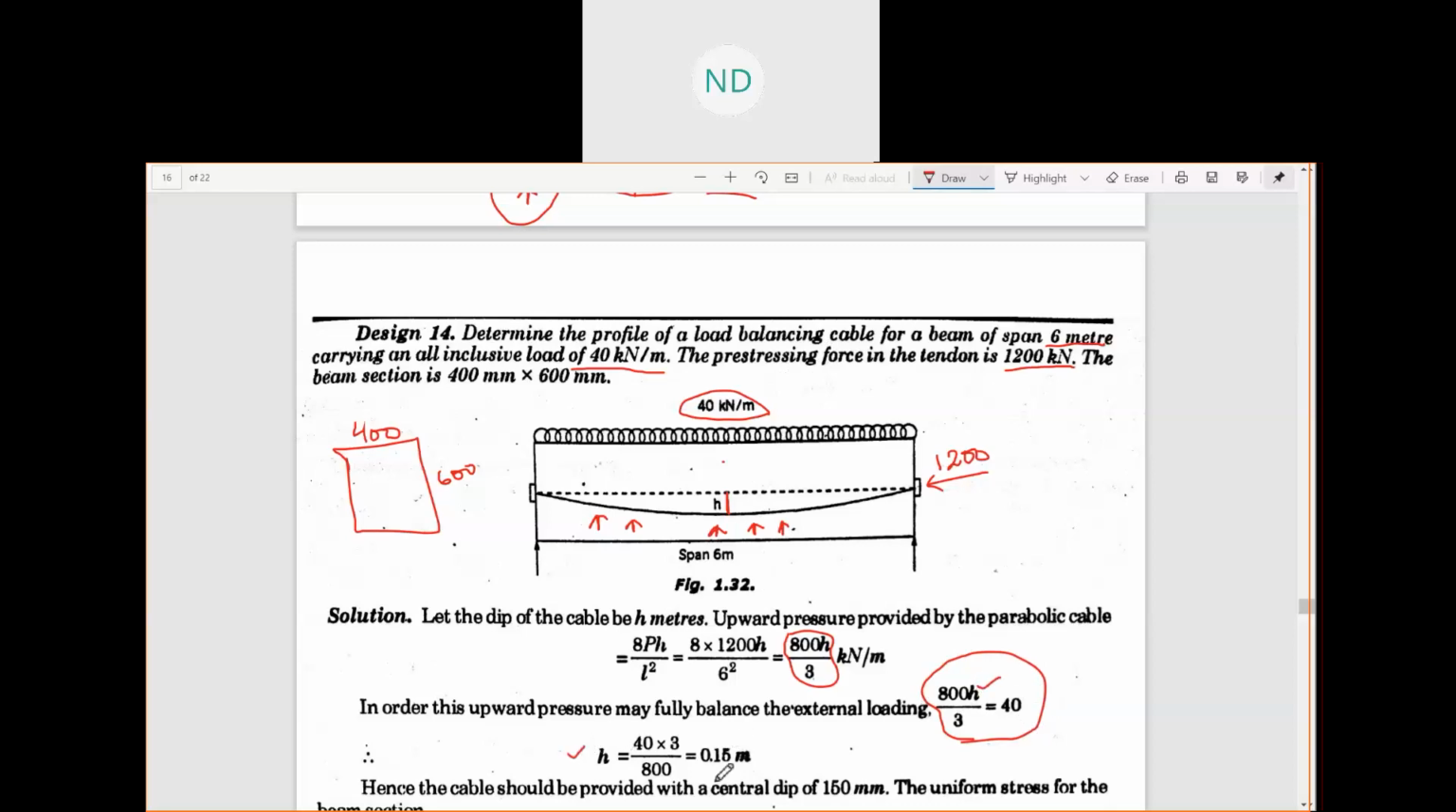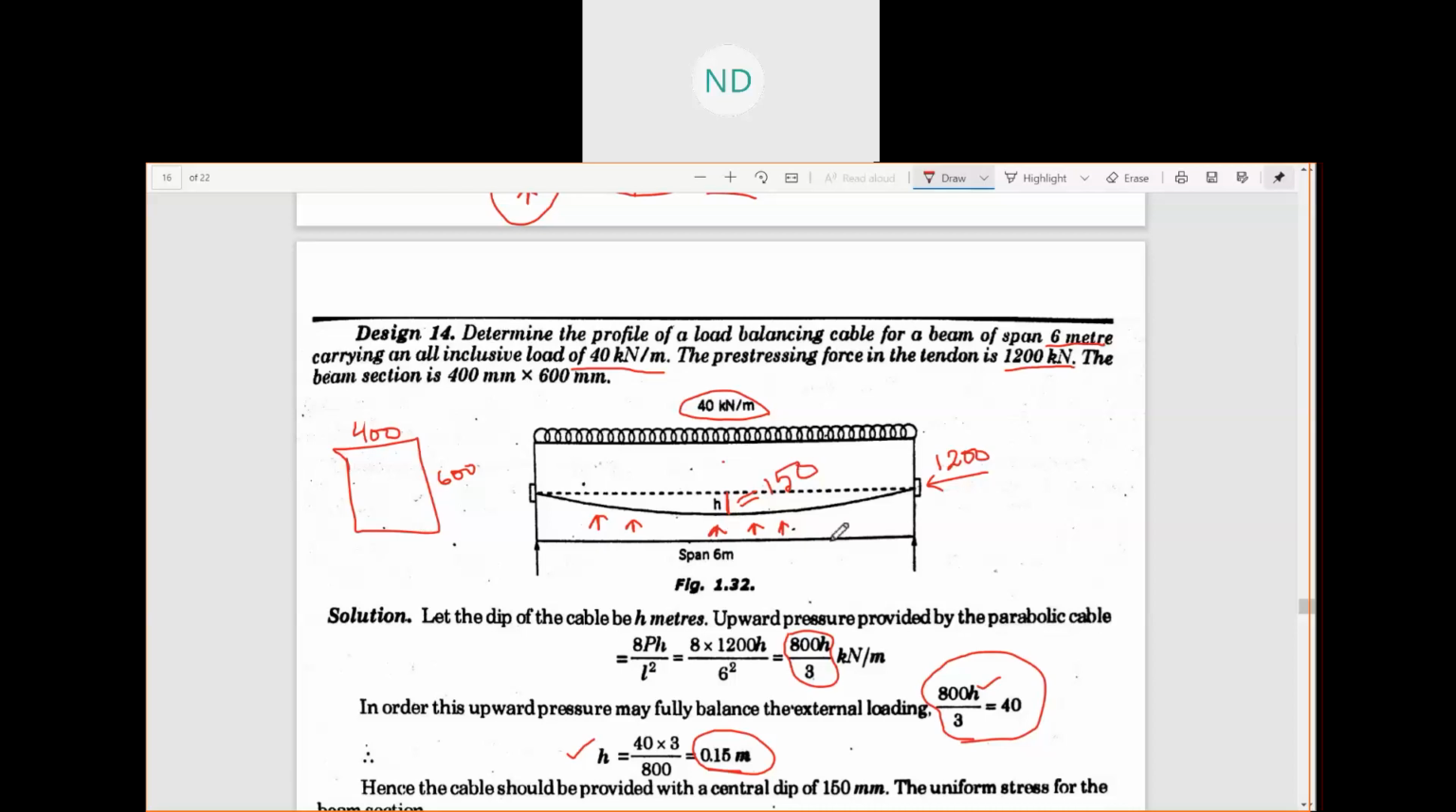So ultimately, we got the profile to be 150 mm. Okay, so that means this H is equal to 150 mm. So then this was our question, that we had to find out the profile of this particular cable. So profile, how can you find out?